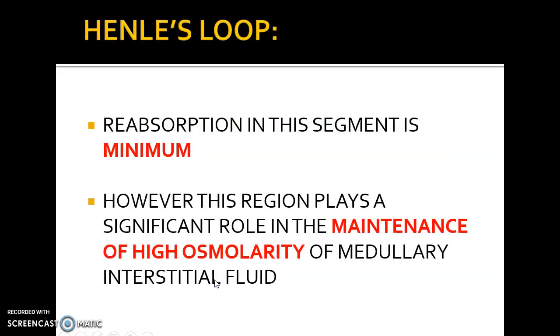Now moving on to Henle's loop, let's see what the role of Henle's loop is. Reabsorption in this segment is minimum. Henle's loop plays the least role. If I said the PCT is doing the major task of reabsorption, Henle's loop does the least. However, this region plays a significant role in the maintenance of high osmolarity of the medullary interstitial fluid. This maintenance of high osmolarity of the medullary interstitial fluid is very, very crucial when we discuss the concentration of urine through a mechanism called the counter current mechanism.